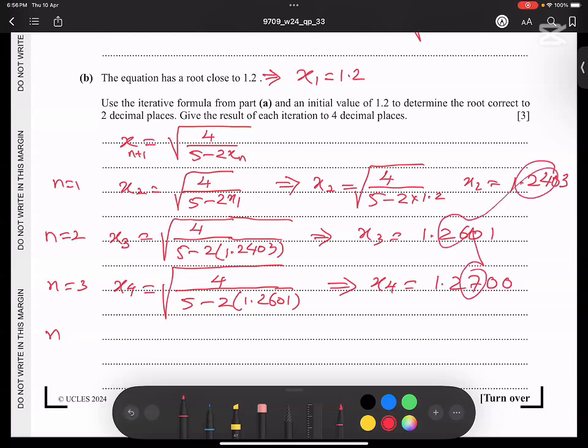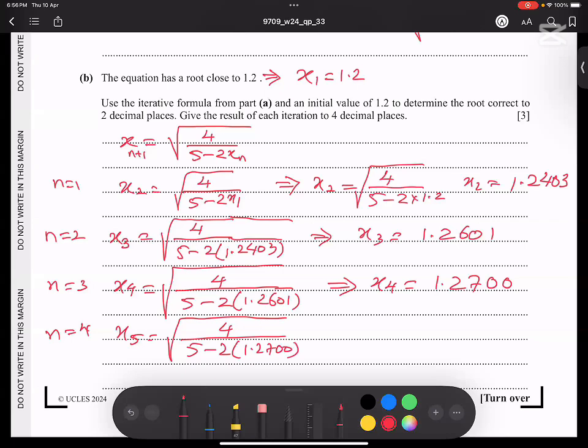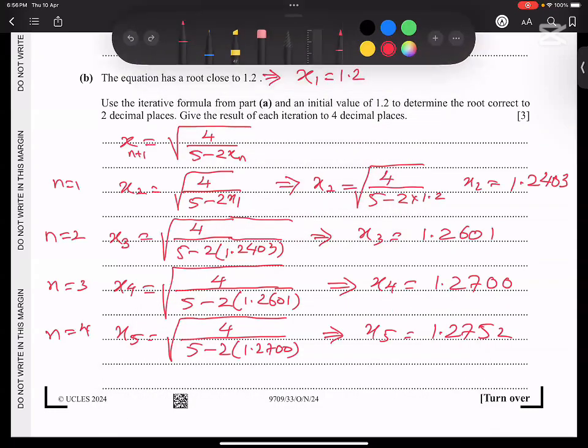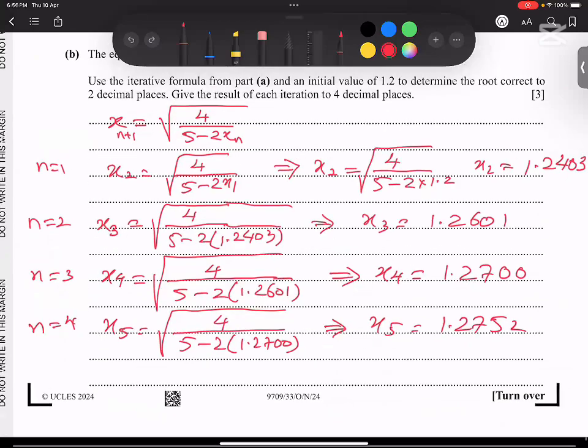So we have to check once more. x5, if I plug in 4 over 5 minus 2 times 1.2700, I get x5, and the x5 answer is 1.2752. You see, it starts repeating. But this number is very big. Rounded, it becomes 1.28. So it means we have to try one more effort. One more time we'll try.